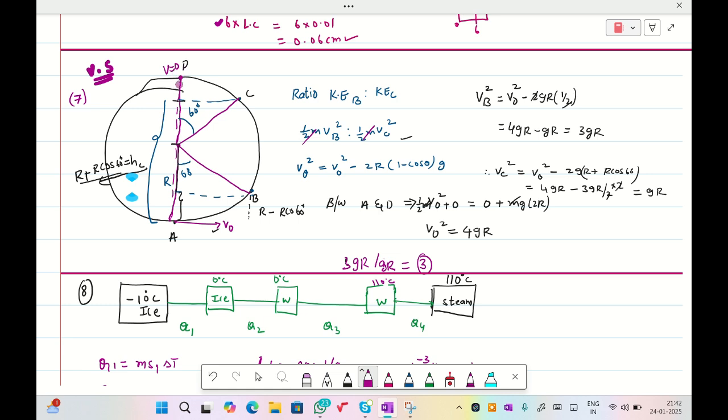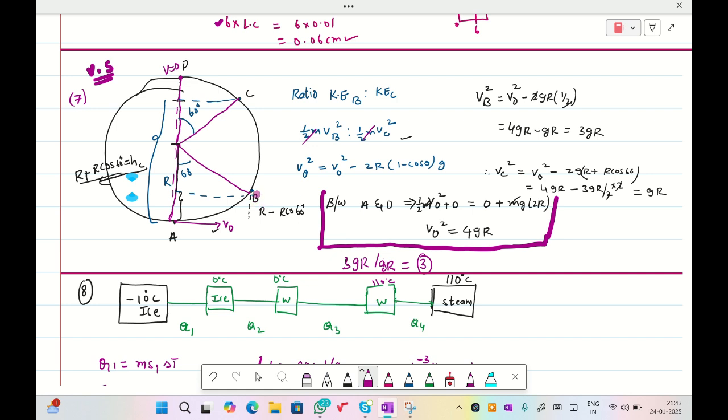By using the conservation of energy, I can find out the V naught value. Here half mv square is equal to mgh, that is equal to mg into 2r. So to find out the V naught value, I will follow the conservation of energy. Then V naught square is equal to 4gr we will get, right? So between A and D, if I apply conservation of energy, I will get this answer.